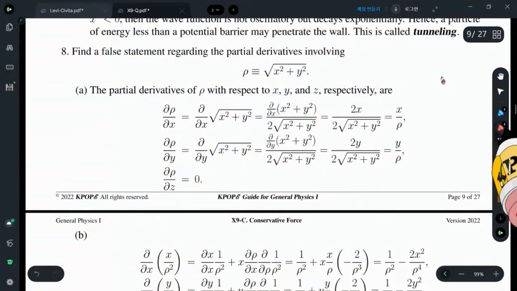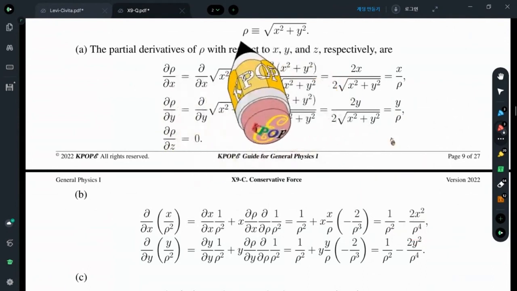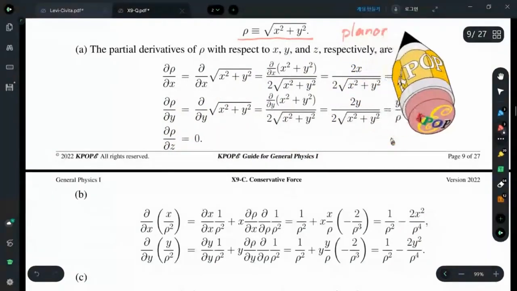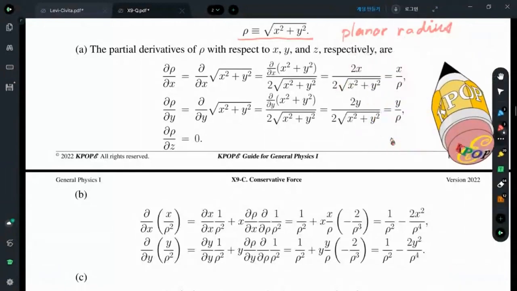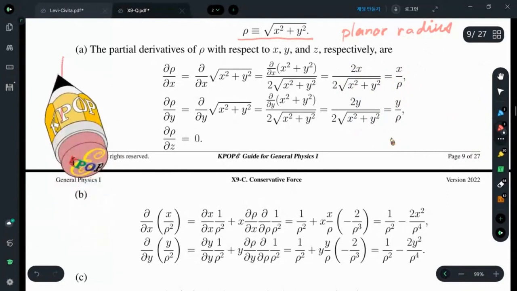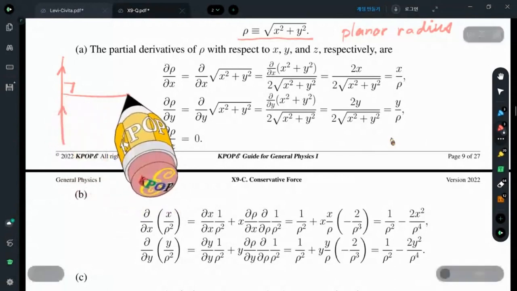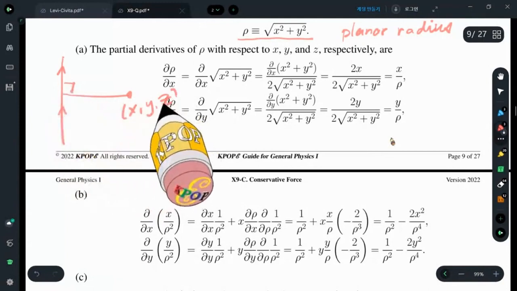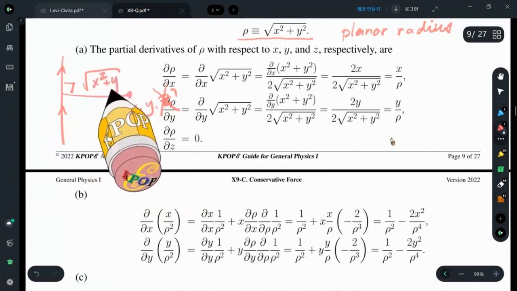So you should be very familiar with these kinds of calculations. This is a planar radius, the radius in 2 dimensions. When we solve the problem of an infinite straight wire and the perpendicular distance from it, if we have x, y, z, the perpendicular distance doesn't care about the z component. It is just the square root of x squared plus y squared.